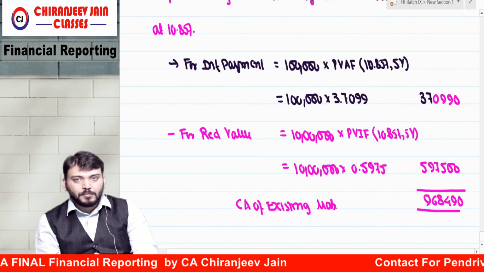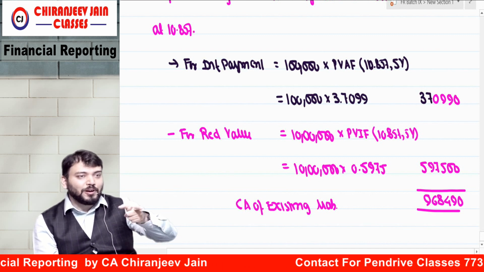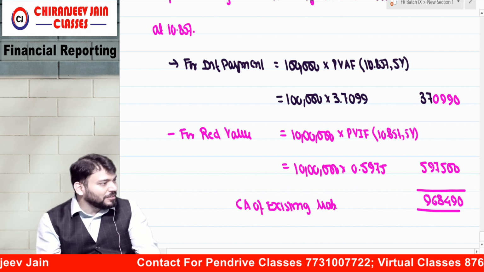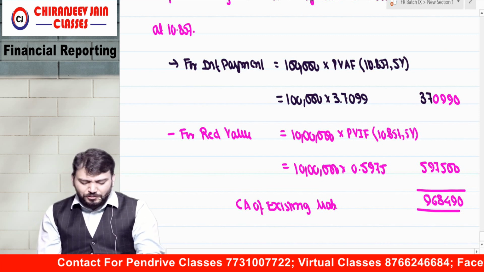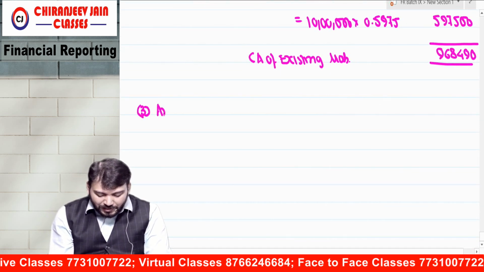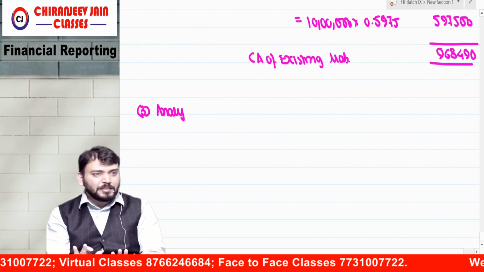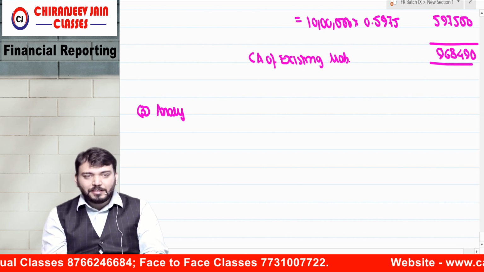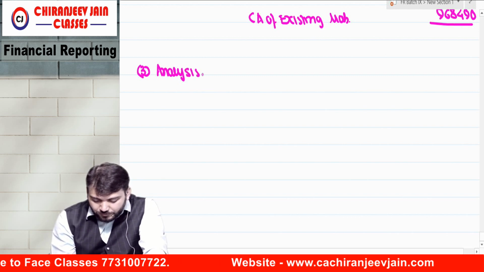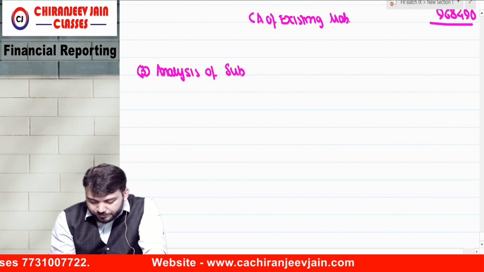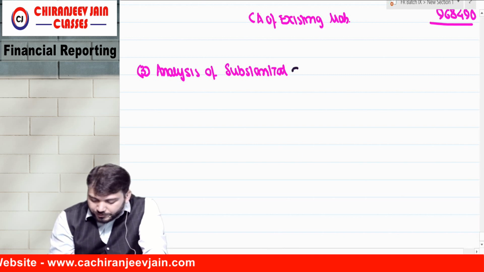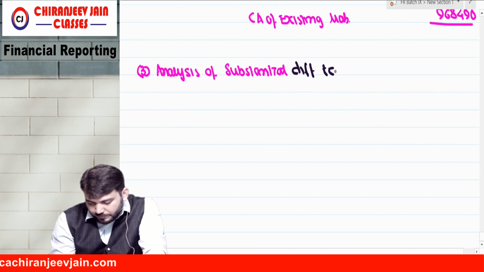Because of the changes in the question, 2 point change, 2 more working notes you need to do. Otherwise this was not required. I am just doing this question so that if they ask in the exam, you should be able to do it. Then once again we will do the analysis. Of course it will not be substantially different for this question. But in the exam we don't know which question they have asked. Okay? So analysis of substantial different terms, correct.